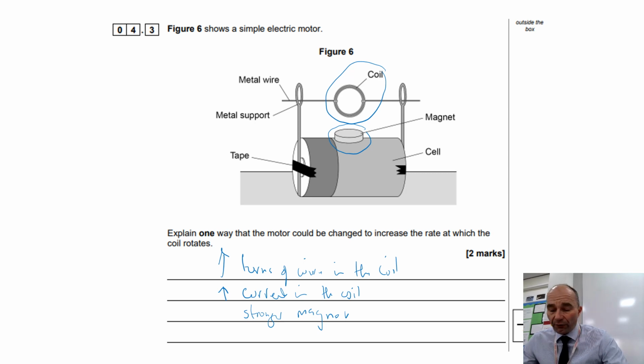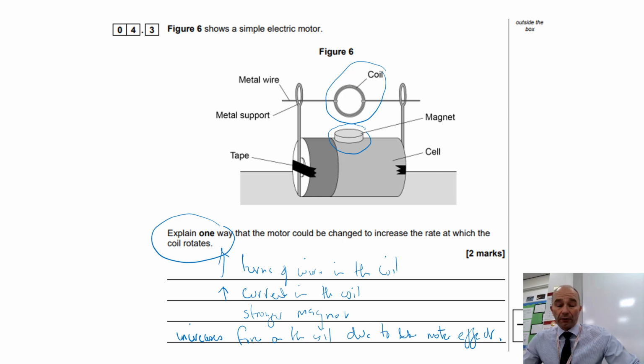Now, any of those three answers would give you the first mark. The second mark comes from explaining what the effect would be: any of these things would increase the force on the coil due to the motor effect. And there's your second mark. So remember, we need to be explaining one way. It doesn't matter which one we pick, we then need to explain why we've done it. Essentially, we're increasing the force due to the motor effect.